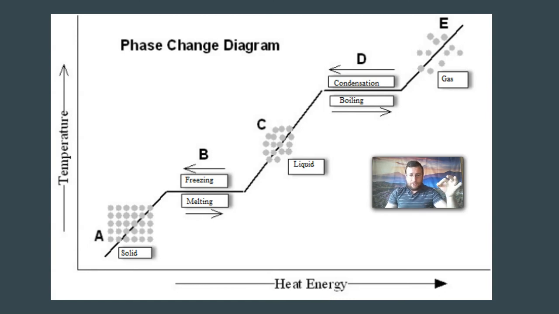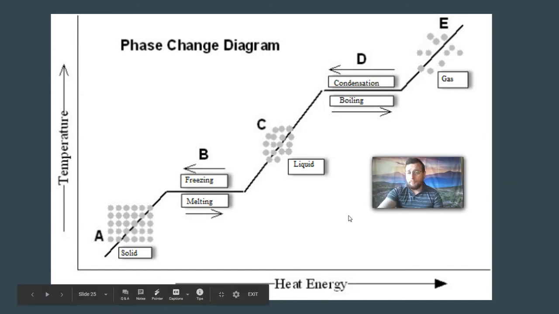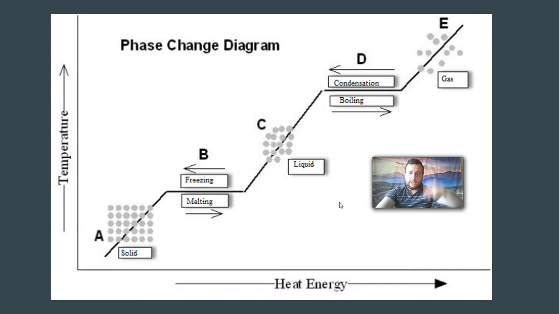So if you had a thermometer in a glass with ice, it will stay at 0 after it gets to 0, and it will stay there until all the ice is gone and melted, and then it will start picking up energy. The same thing happens when it's boiling. It will stay at 100 flat. It will not warm up more than that until all the liquid is gone.